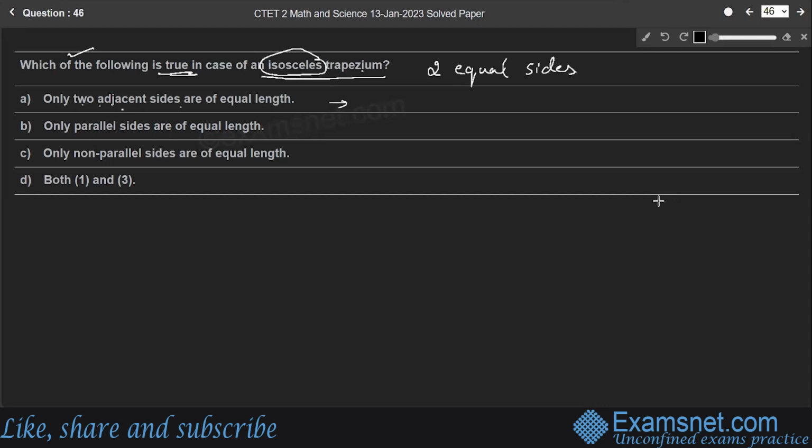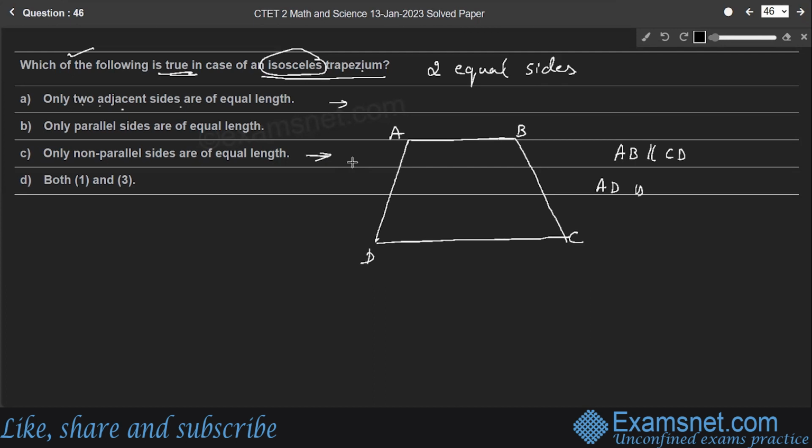Here option C, only non-parallel sides are of equal length. So consider a trapezium like this, right? In case of an isosceles trapezium, these two are non-parallel sides. If you consider ABCD as a trapezium, here AB is parallel to CD, whereas AD is not parallel to BC. So non-parallel sides are AD and BC, right?